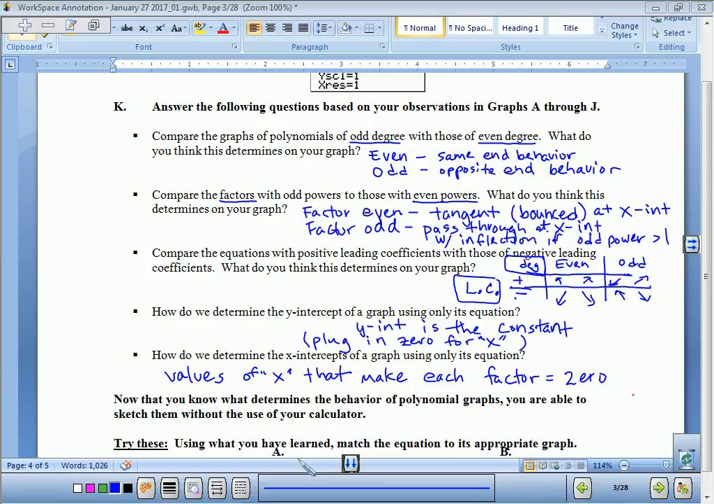We are now recording, and this basically summarizes what we should have gotten out of yesterday's activity. So, when we looked at function after function after function, I asked you to look at certain things. One was, what are the ends of the graph doing? Are they doing the same thing? Are they doing opposites? What do you think made the ends do those things?